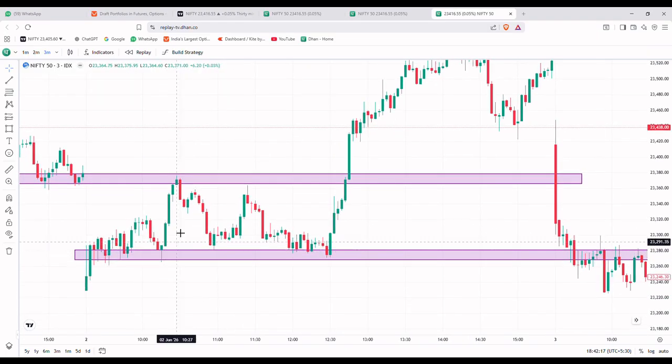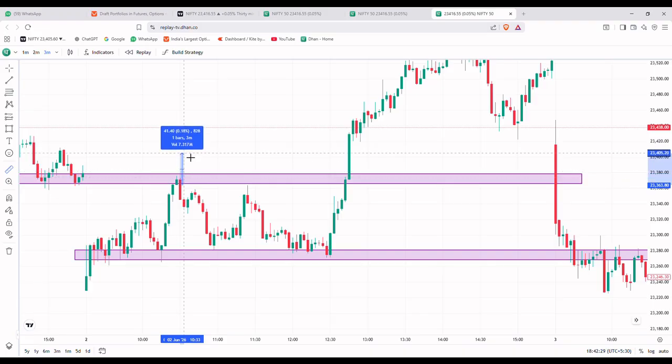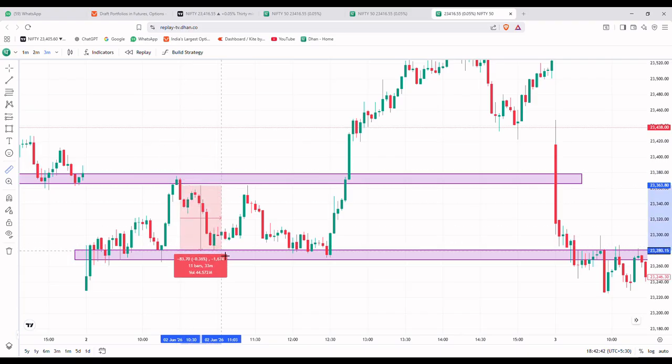If you shorted here, for example, you took a trade here, your stop loss is only 15 points. If it crosses this and closes, it has to close, not just price goes like this and makes a wick and comes back. No, no, no. Only if it closes, you have to exit. Otherwise, have a strict 25 points stop loss. And then see, it gave you good money.